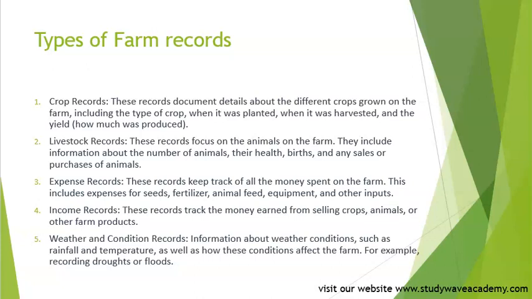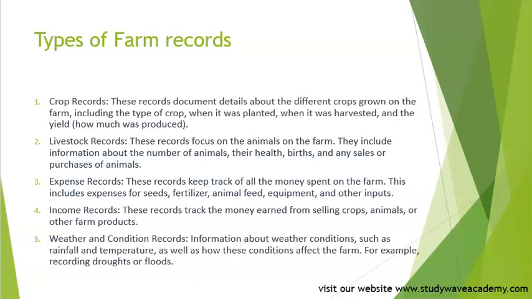Livestock records. These records focus on the animals on the farm. They include information about the number of animals, their health, births, and any sales or purchases of animals. Expense records. These records keep track of all the money spent on the farm. This includes expenses for seed, fertilizers, animal feed, equipment, and other inputs.